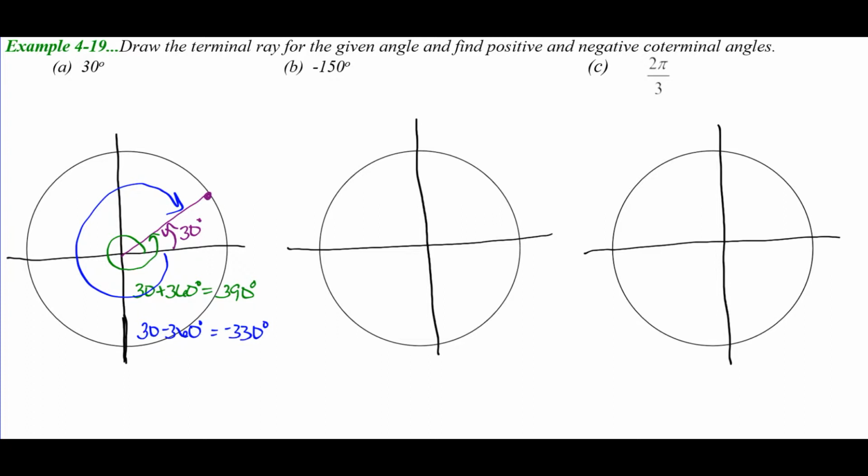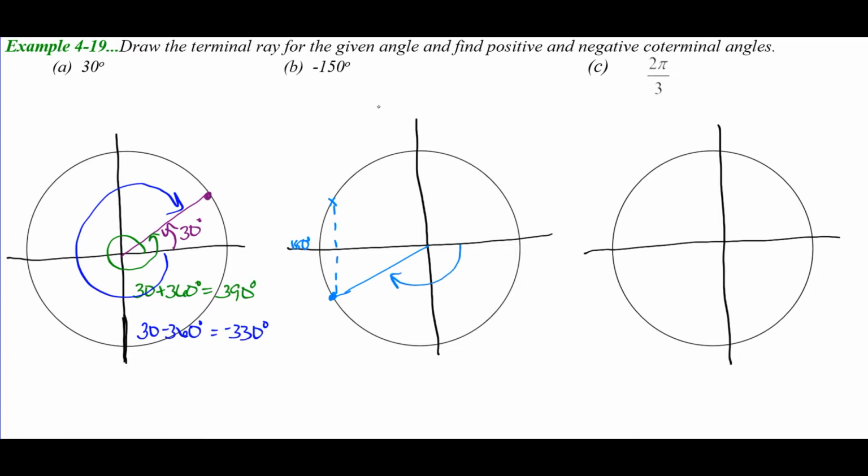Here we have negative 150 degrees, and if you recall, negative angles are just reflections across the x-axis. So if you can imagine where 150 degrees would be, and then just reflect it over the x-axis. So we know this is 180 degrees, so 150 would be just short of that, so just above that, and then I'm going to reflect across the x-axis. So I'm actually going to end up in quadrant 3.